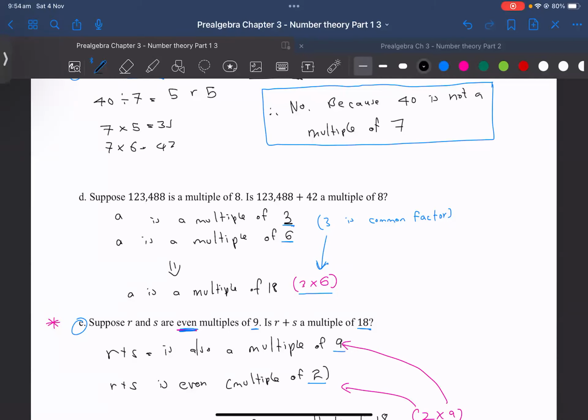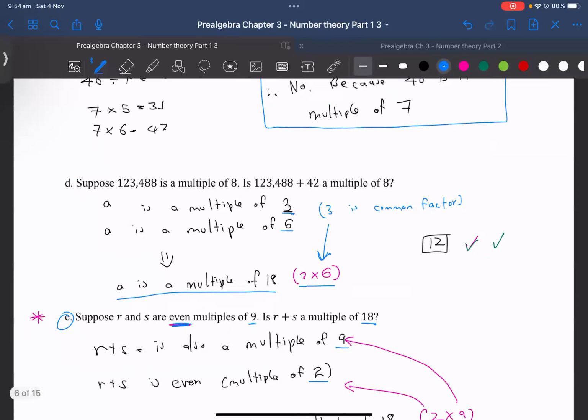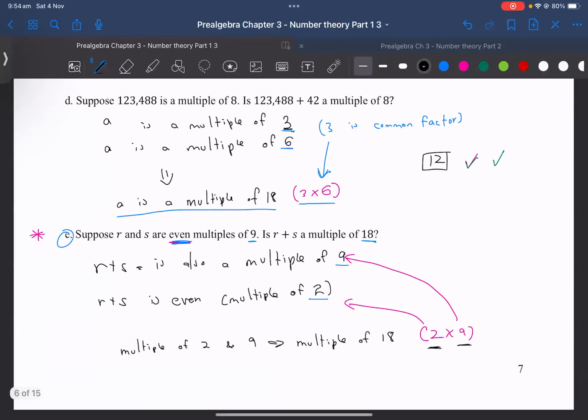If you have common factors, you can't just multiply them. I'll give you an example, right? 12. Is 12 a multiple of 3? Yes. Is it a multiple of 6? Yes. Is it a multiple of 18? No. That means this doesn't work, because this must work for everything, but it doesn't work for 12. So this only works when there are no common factors. So gotta be careful using this.